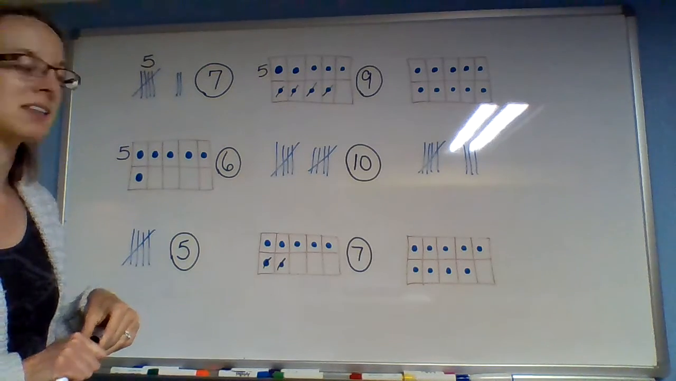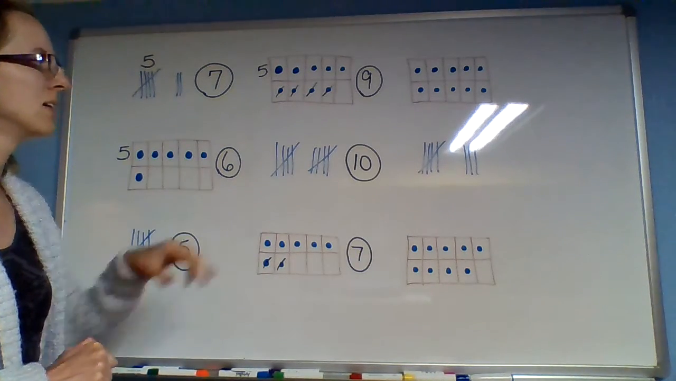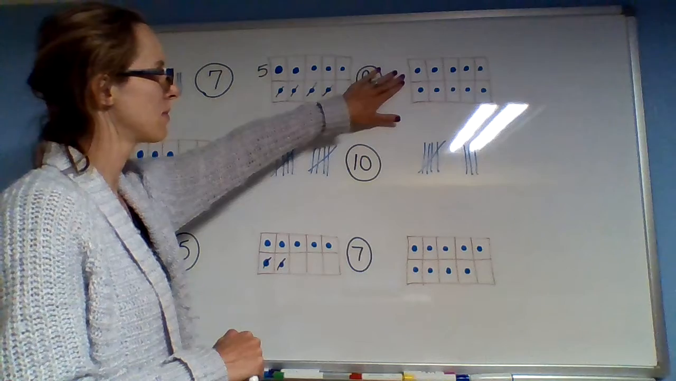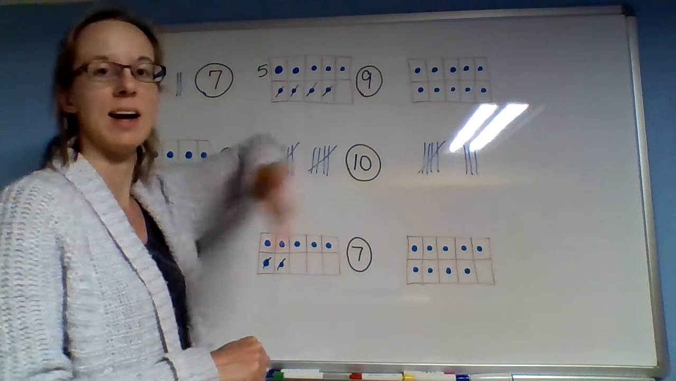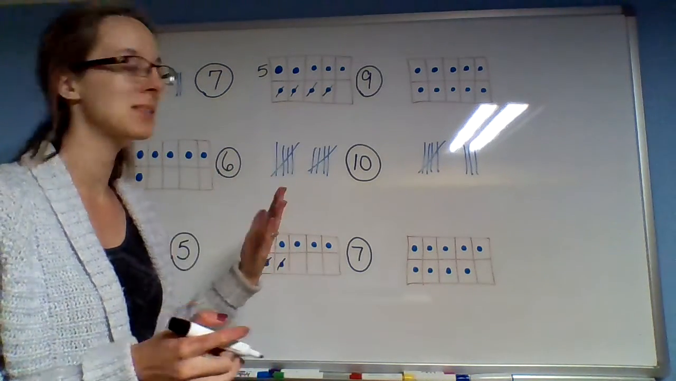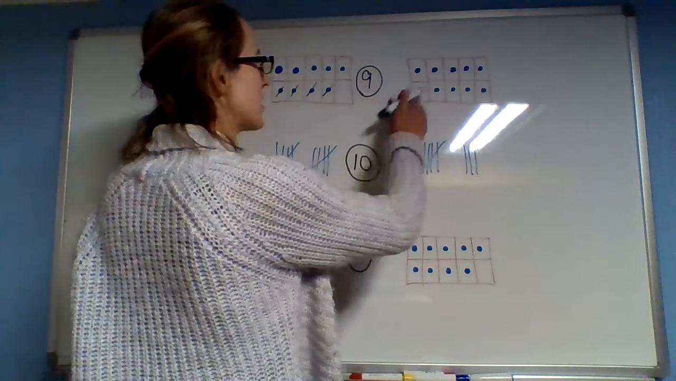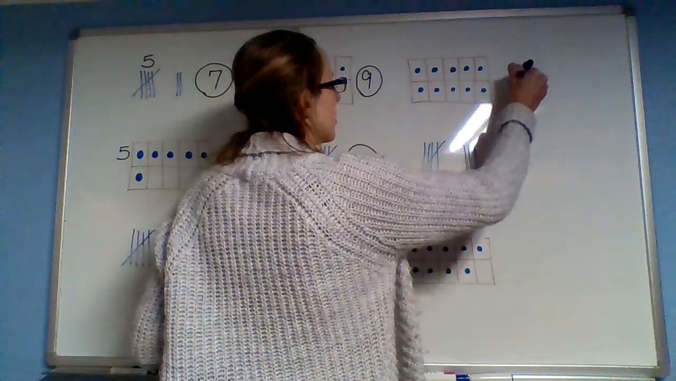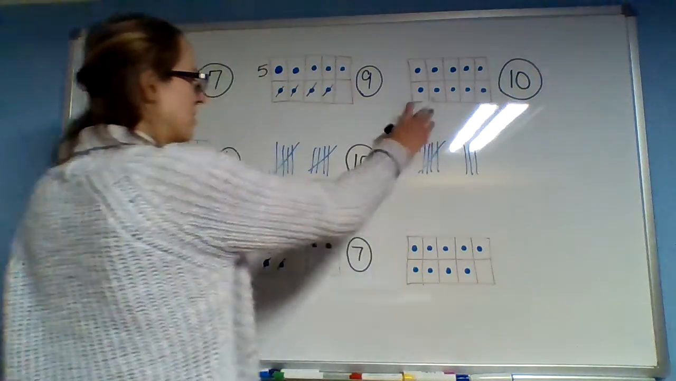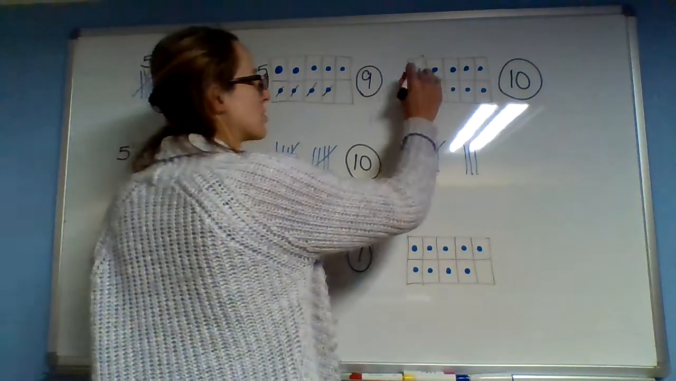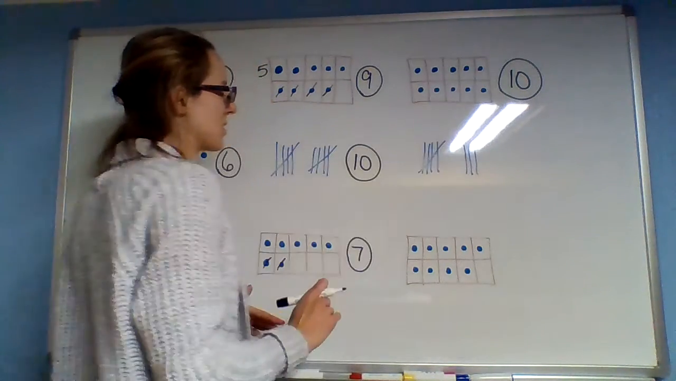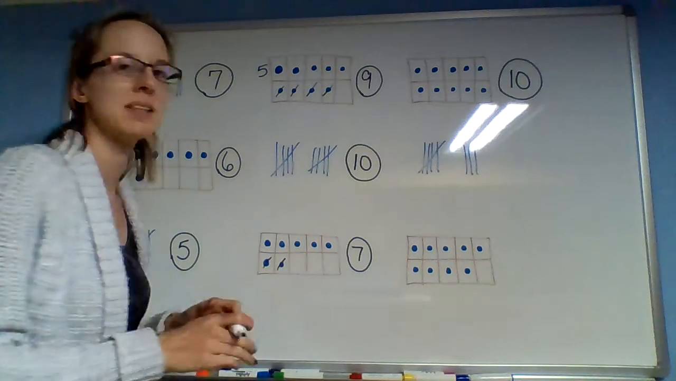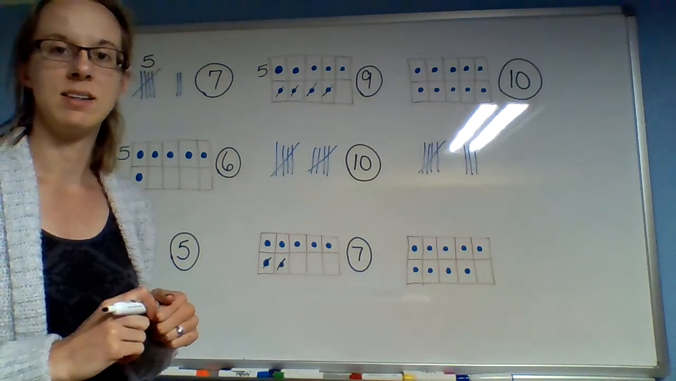Let's see if any of the rest of these match something else that we've already counted. Let's look at this guy. 2 full lines of 5. I can do that same skip counting thing. 5, 10. Just like when I represented 10 with tally marks, I have 2 complete sets of dots. I had 2 complete sets of tallies.